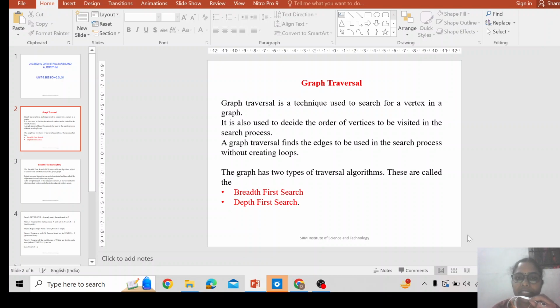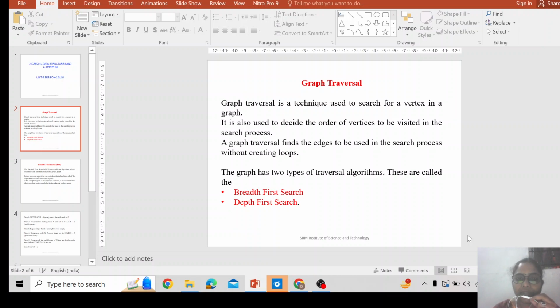A graph traversal finds the edge to be used in the search process without forming a loop. At most, we will be visiting a vertex only once. So here the loop should not form. That's a base condition of the graph traversal.